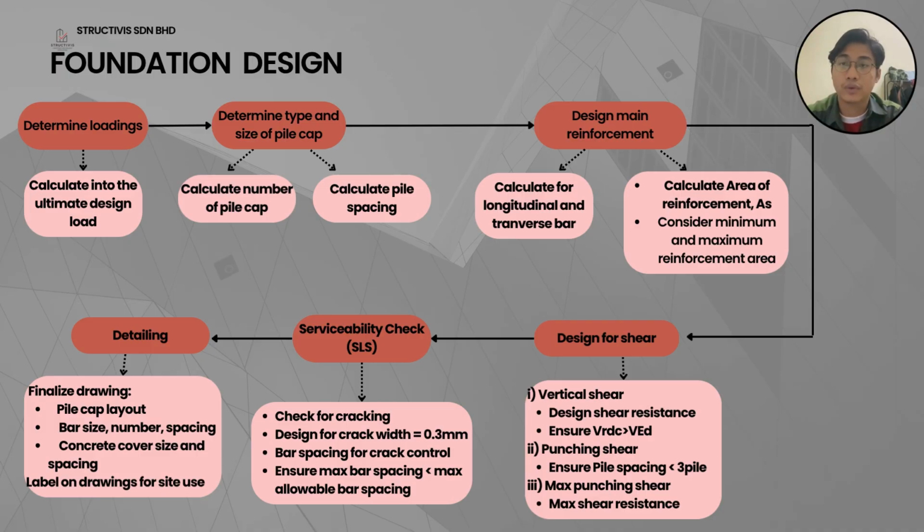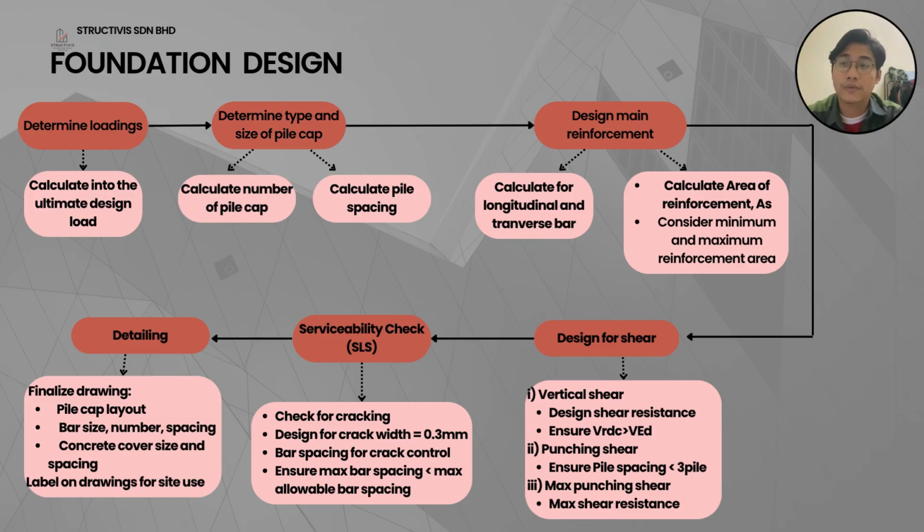And then we have to determine the punching shear. So we have to ensure that the pile spacing is lesser than 3 times the pile diameter. And then we have to determine the max punching shear. So an example for that is the maximum shear resistance.